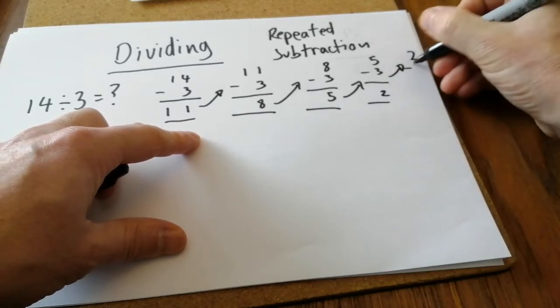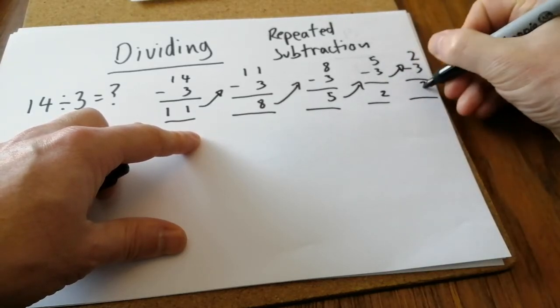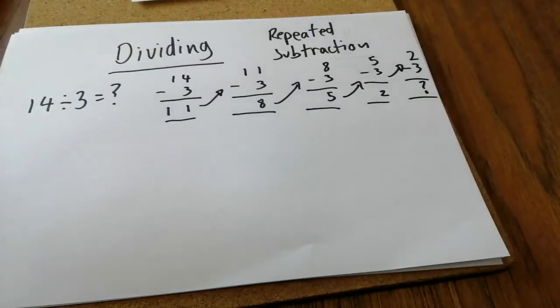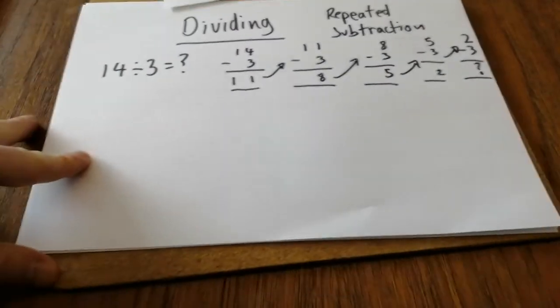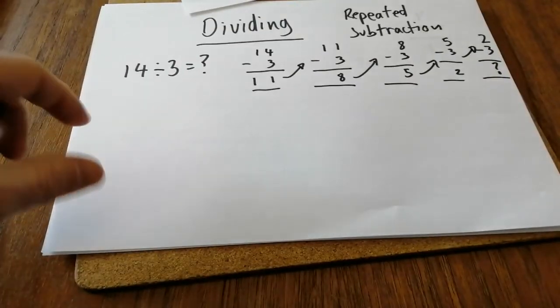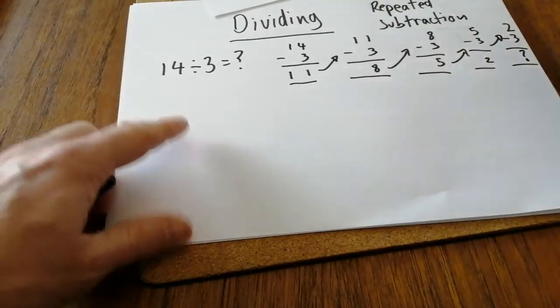2 up, and 2 take away 3 is, hang on a little minute, we can't take 3 away from 2 without going below the number 0. That's a problem. So let's look at a different way to do this, and let's have some leftover numbers.